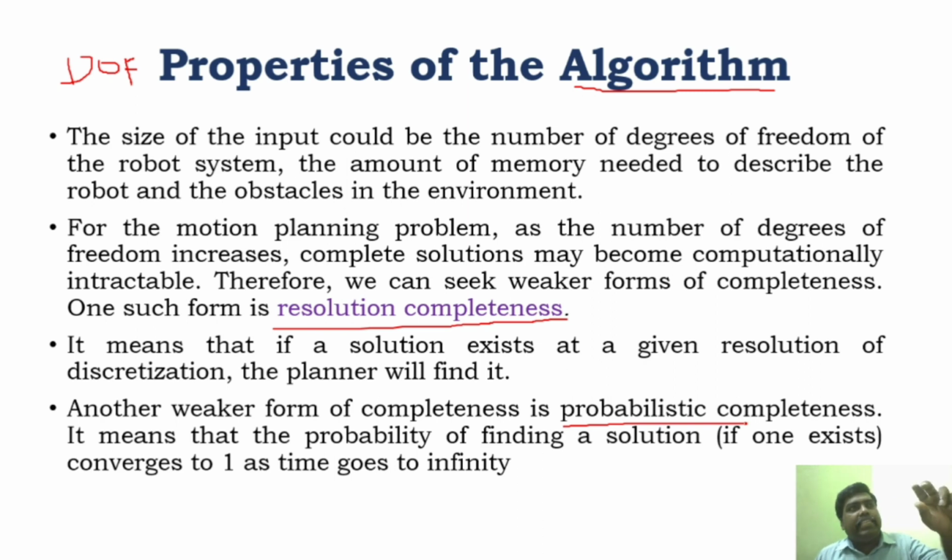Resolution completeness in the sense you can provide a solution at one particular configuration or one particular resolution. Okay, and another is probabilistic completeness, which can provide a probabilistic solution, at least one particular solution. If there is one, it can provide at least one solution at any number of times. Okay, these are the properties of the algorithm.